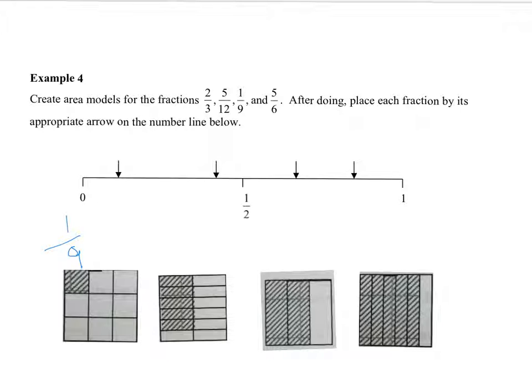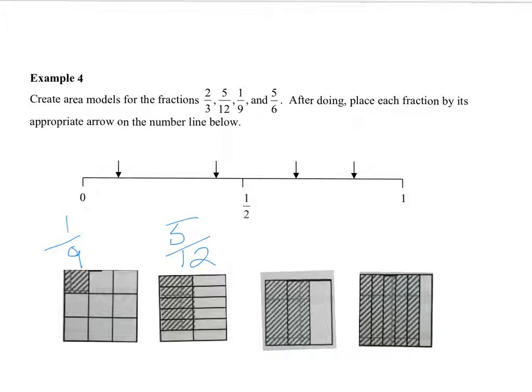Okay, now going to the next area model, we count again 1, 2, 3, 4, 5, 6, 7, 8, 9, 10, 11, 12. So the fraction that has a 12 on the bottom is here. If we look at the top, it tells us there should be 5 of them shaded in. If we go down, 1, 2, 3, 4, 5. So we know that this is our fraction, 5/12.